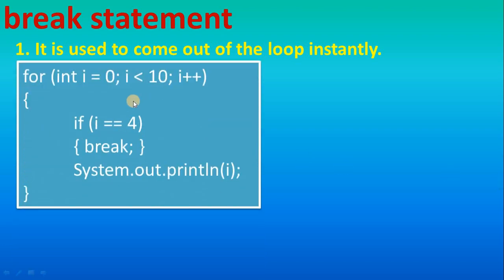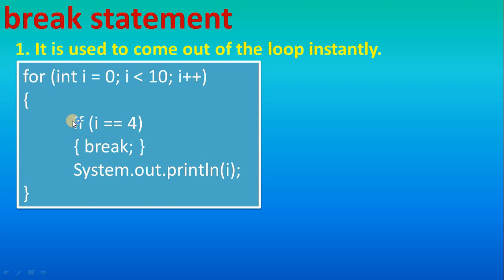You can assume this is the for loop which is starting from 0 to 10, or suppose your vehicle is running from 0 kilometer to 10 kilometer, but in between you have to use the brake. If you want to stop, or if you want to reduce the speed of your vehicle, then we use the brake.